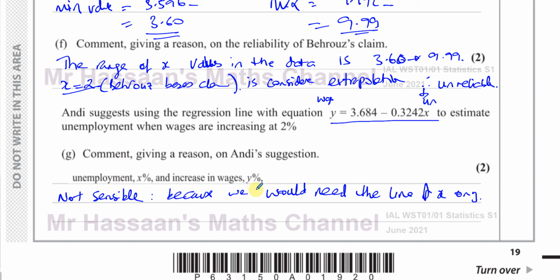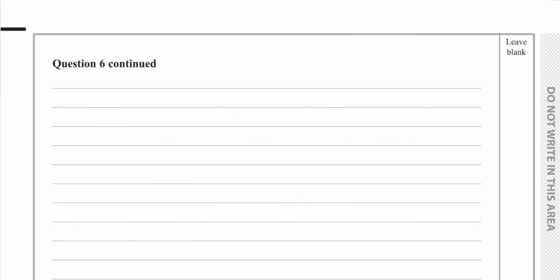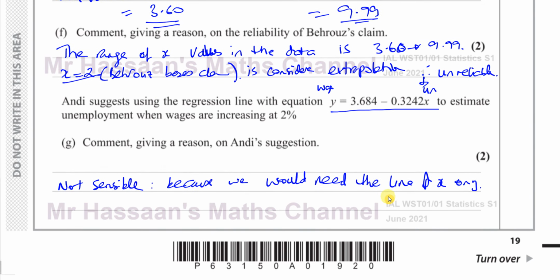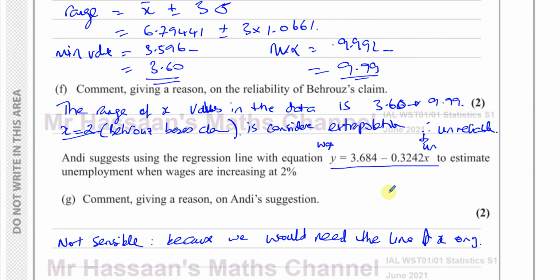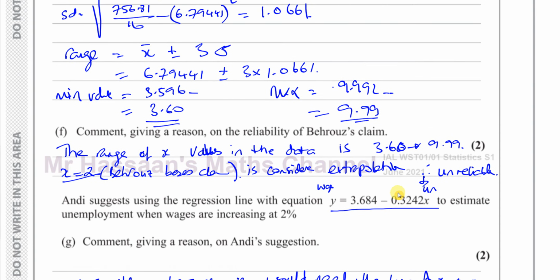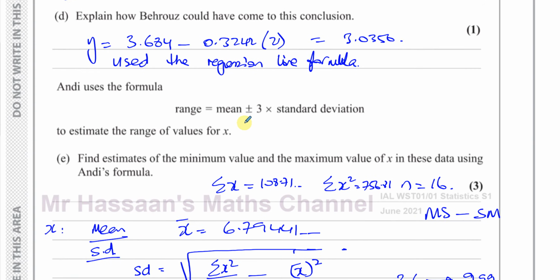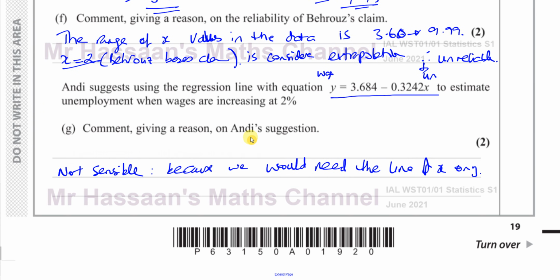So that's the answer for part G, and I think that's the end of the question and the end of the paper. I hope that was clear. As I said, with this last topic, a lot of students don't really understand what a lot of these things are, yet they still manage to get most of the marks just by looking at the formulae.